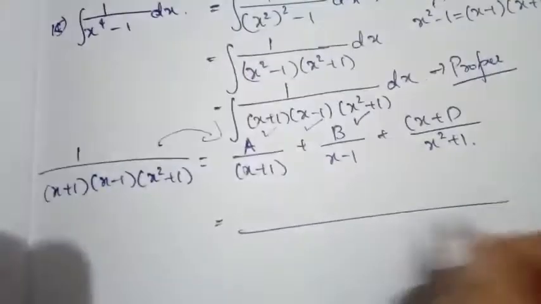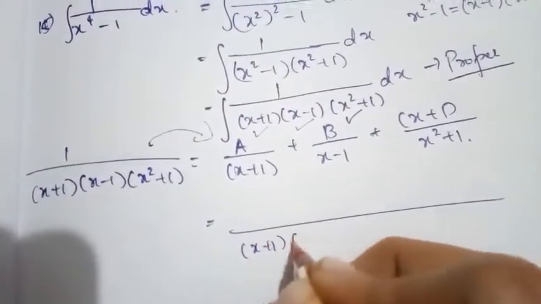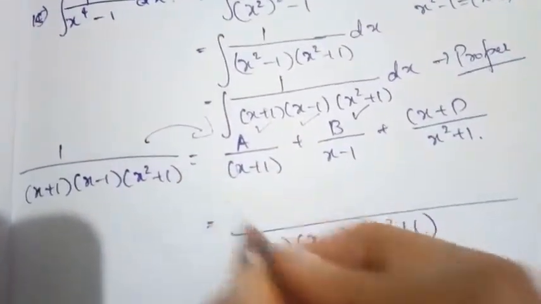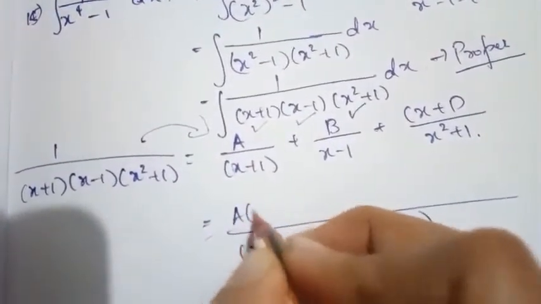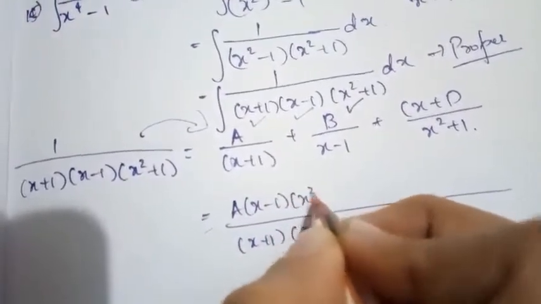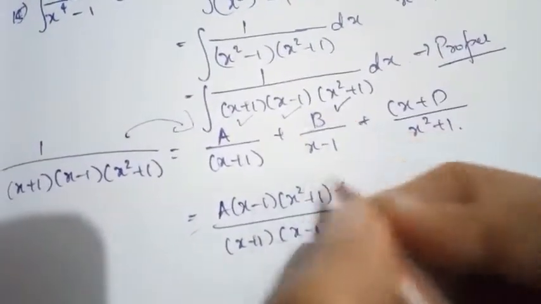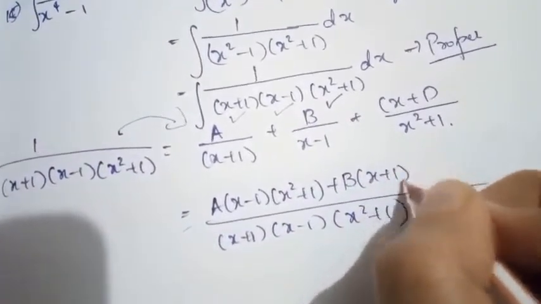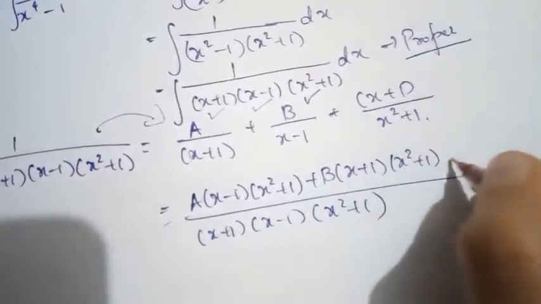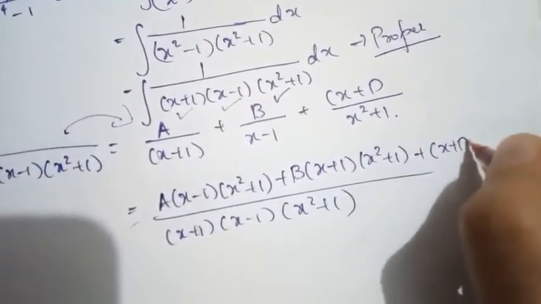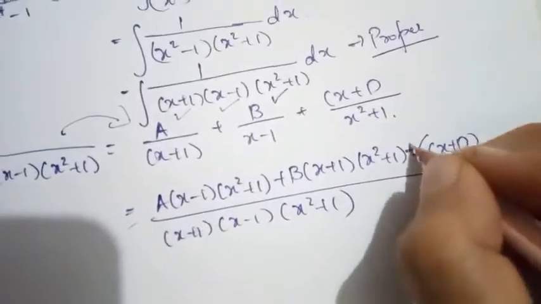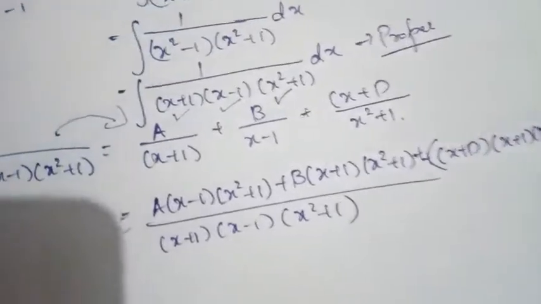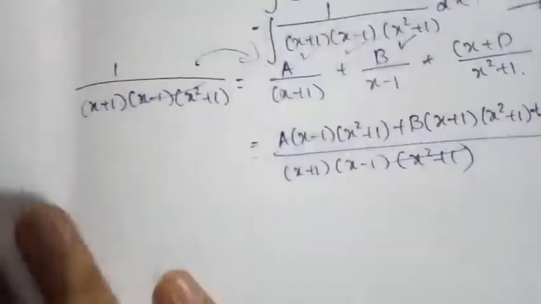Now the LCM is x plus 1 into x minus 1 into x square plus 1. To get this as the LCM, for the first term I should multiply and divide by x minus 1 into x square plus 1. In the second term, I should multiply and divide by x plus 1 into x square plus 1. In the third term, I should multiply and divide by x plus 1 into x minus 1. Now the denominator cancels out.